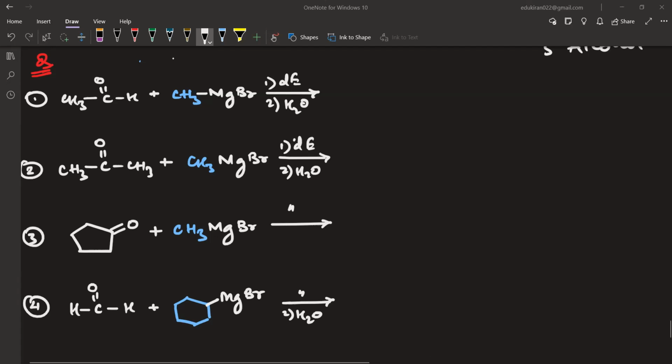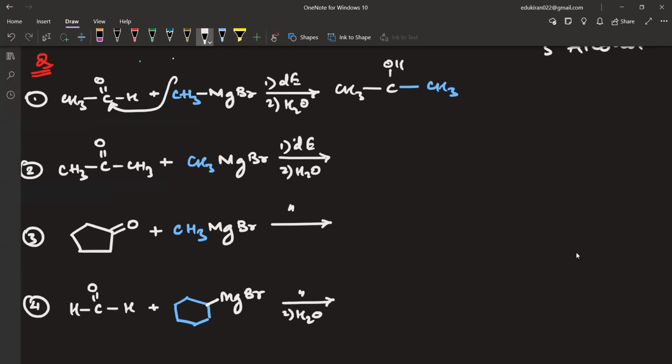Sure. So all of you will check your answers here on your own, I think. So the first one, CH3 here will attack on this carbon atom. Okay, and then we will be getting here CH3. The C double bond O will get OH, and you will get the CH3 from the methyl Grignard reagent.